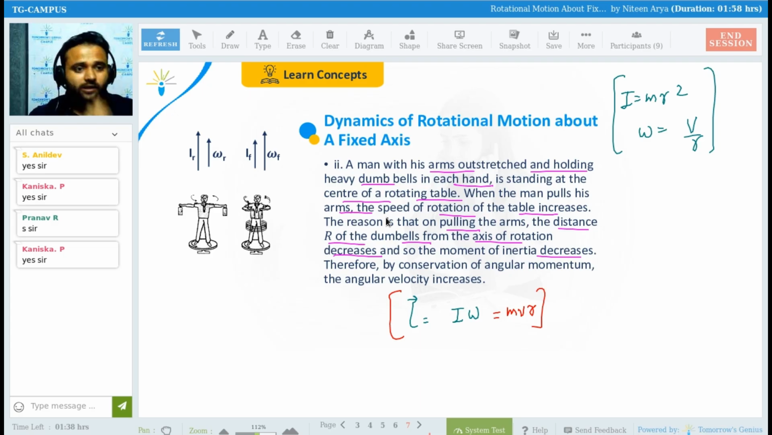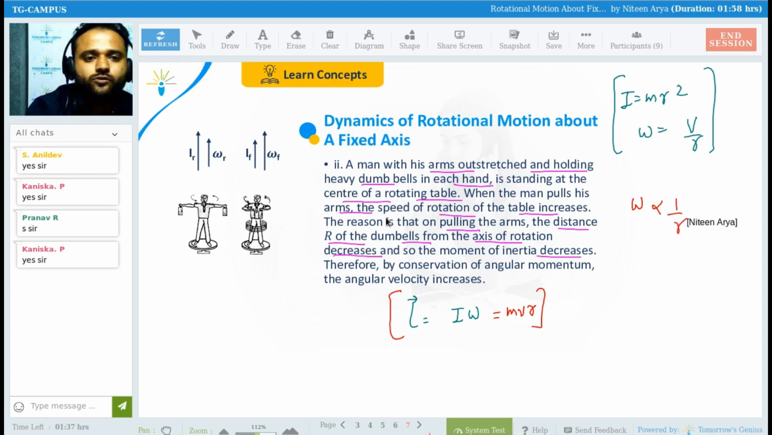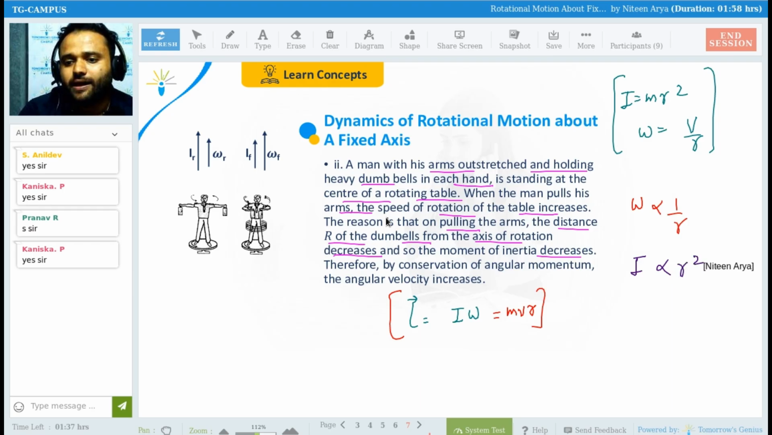So when this particular man stretches his hands, r is going to increase, and when r increases, automatically this I is going to increase, but omega is going to decrease, because omega is inversely proportional to r, and for moment of inertia, r square is directly proportional.